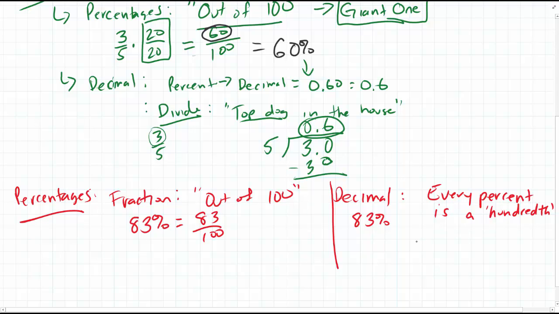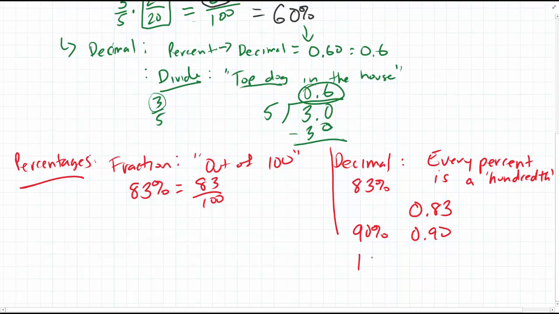So as a decimal, this would just be 0 and 83 hundredths. If we had something like 90%, this is going to just equal 0 and 90 hundredths. If we have 150%, that means we have 150 hundredths. So we're going to have 1 and 50 hundredths. This is the hundredths, 50 hundredths. 1 whole is 100 hundredths. Okay, so 150% is equal to 1 and 50 hundredths.